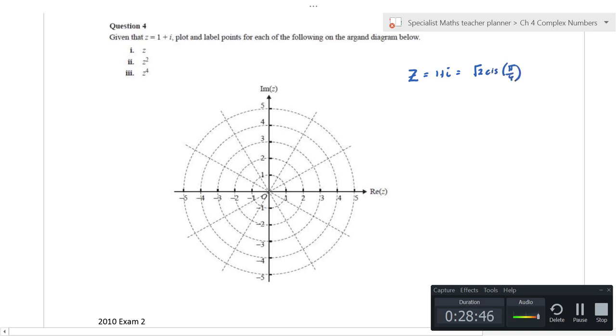Now the power of that is that if I go z squared, then root 2 becomes root 2 squared, which is 2 cis, and I'm multiplying the angle by 2, which is de Moivre's theorem, giving pi on 2. And z to the power of 4 is obviously that squared again, which is going to be 4 cis of pi. So look at that, 3 marks.